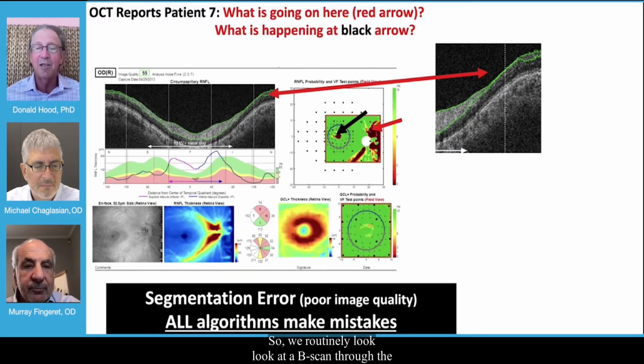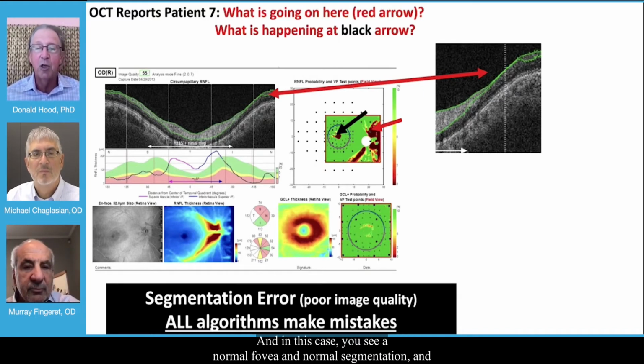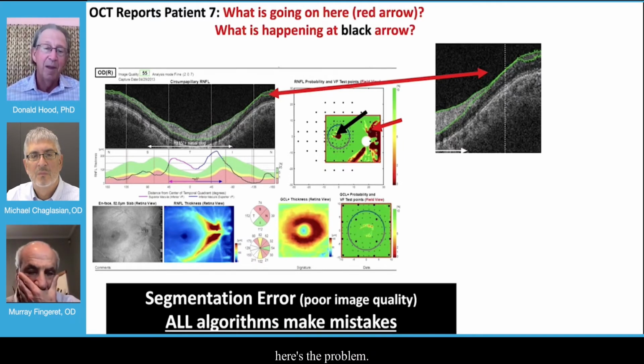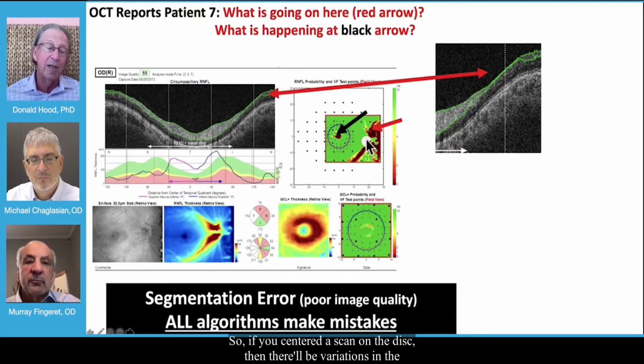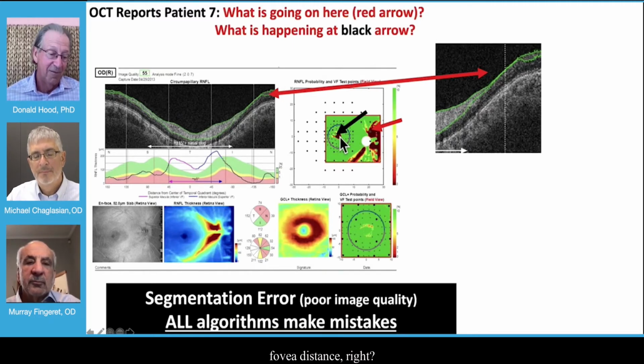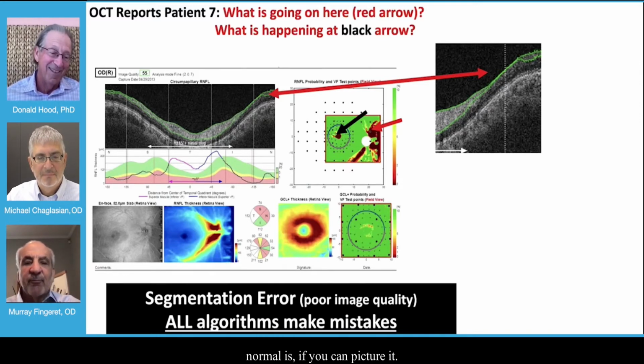Yeah. So the point is, we routinely look at a B scan through the fovea, because you pick up all kinds of incidental findings, right? And in this case, you would see a normal fovea and normal segmentation. And here's the problem. This is not uncommon. The problem is you can only center the scan in one place. So if you center the scan on the disc, then there'll be variations in disc-to-fovea distance. Oh, right. So this person's fovea is a little bit to one side of where normal is, if you can picture it. Yep.